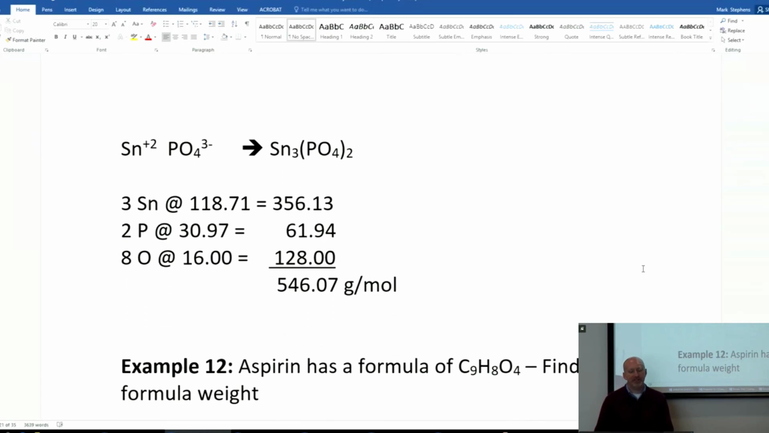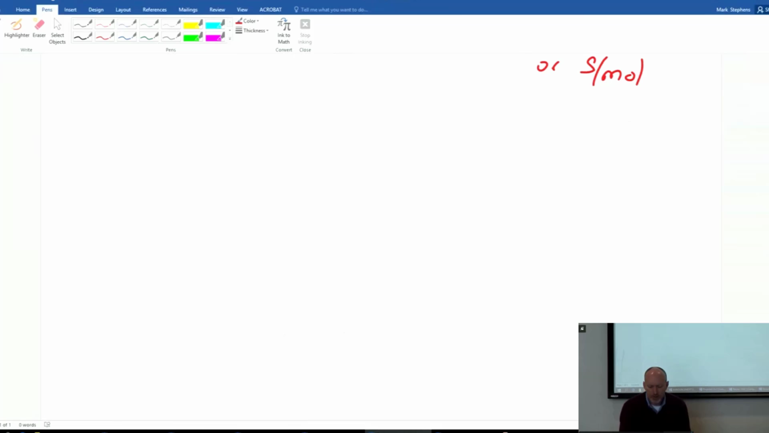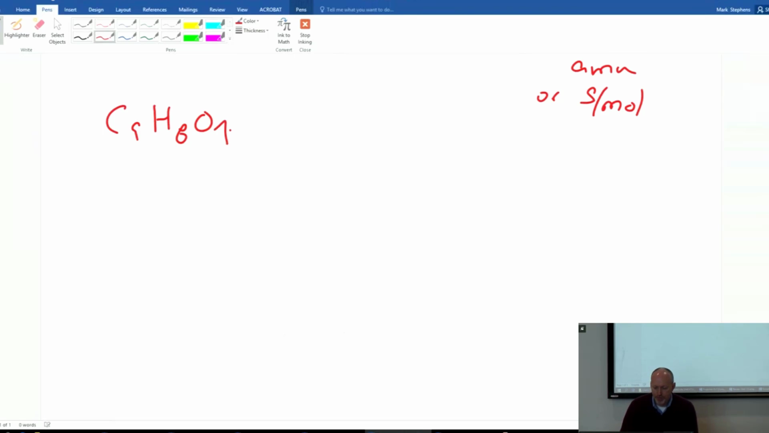Aspirin has a formula with C9H8O4. Let's find its formula weight. We're going to do it the same way we did it before. We're going to do a little inventory. For carbon, I've got 9. For hydrogen, I've got 8. For oxygen, I've got 4. I'm going to look up each one in the periodic table.